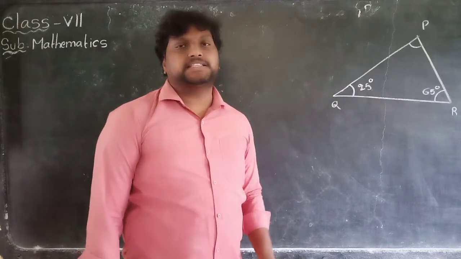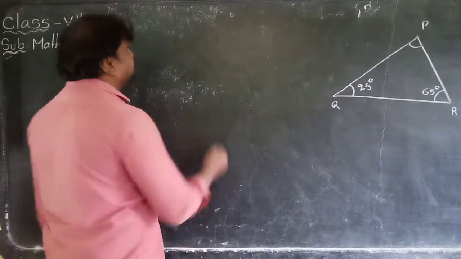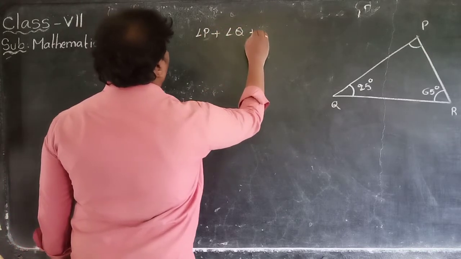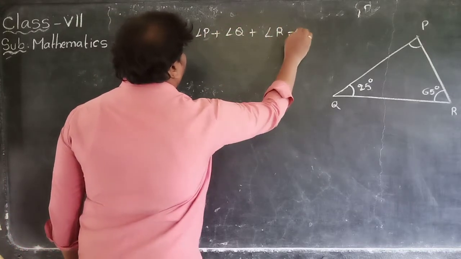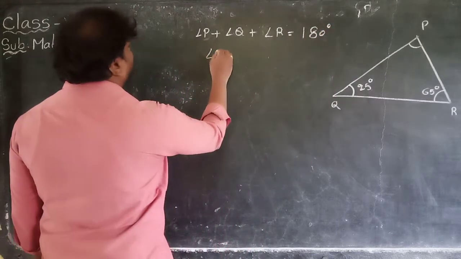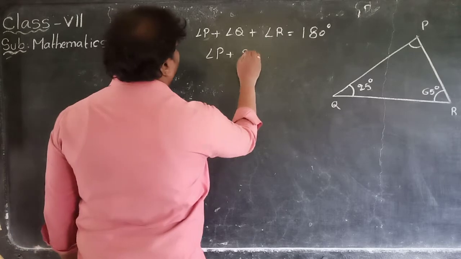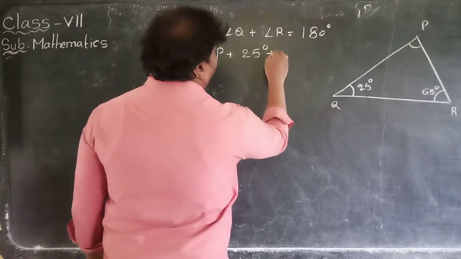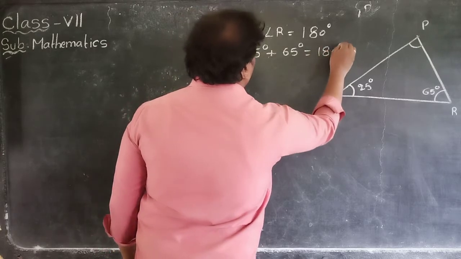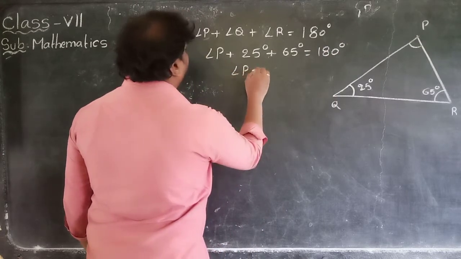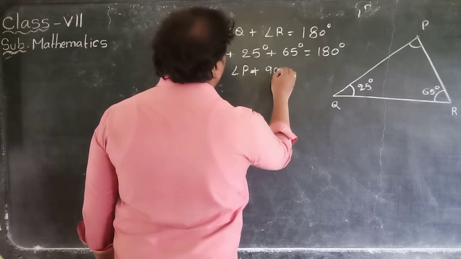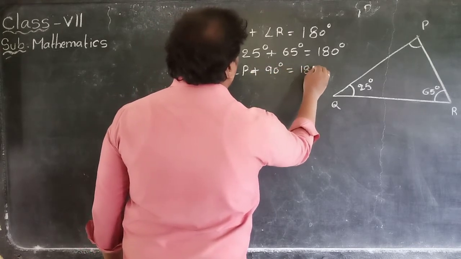The sum of three angles of a triangle is equal to 180 degrees. Then angle P plus angle Q plus angle R is equal to 180 degrees. If you add angle P value plus angle Q, how much? 25 degrees. Angle R, 65 degrees, is equal to 180 degrees. Then we should find angle P. Then 25 plus 65 is 90 degrees, is equal to 180.